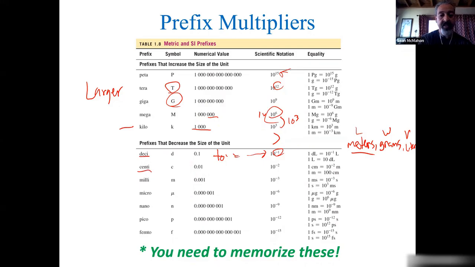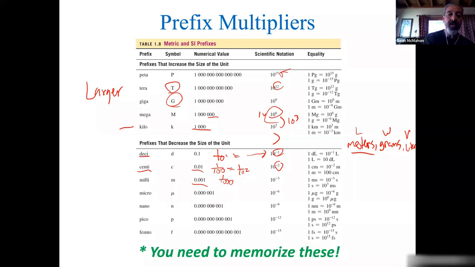So centi, 0.01, what does that mean? That's in the hundredths place. It's 1/100th of a meter. If I said centimeter, it's 1/100th of a meter. And 1/100th is like 10 squared. So 1 divided by 10 squared, which if I bring it to the numerator, that's where I get my -2. Milli, it's 1/1000th.